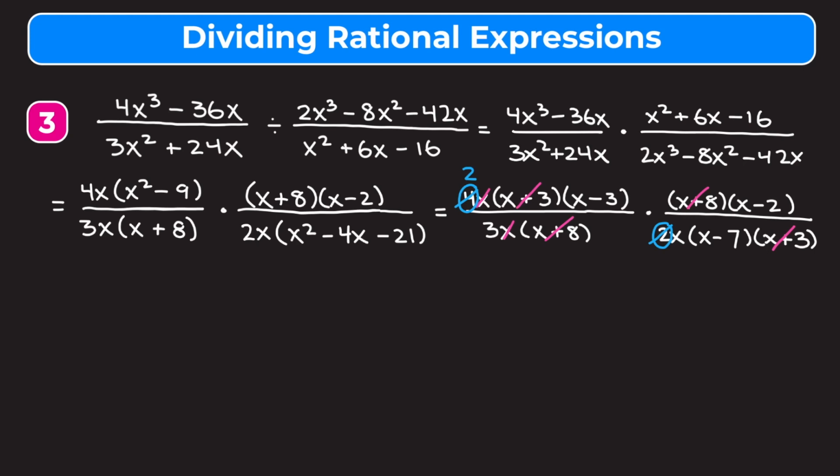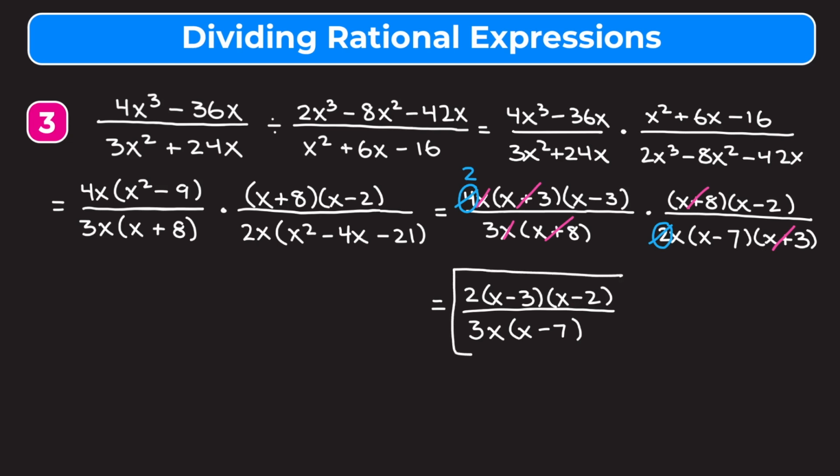And now we're going to write what we're left with. So on the top, we have this 2 times x minus 3 times the x minus 2 from the right fraction. On the bottom, we still have this 3 from the left fraction. We have an x from the 2x, and we have an x minus 7. And I'll just double check that we can't cross out anything else, and we cannot, so we're finished. So we get 2 times the quantity of x minus 3 times the quantity of x minus 2 over 3x times the quantity of x minus 7 as our final answer.